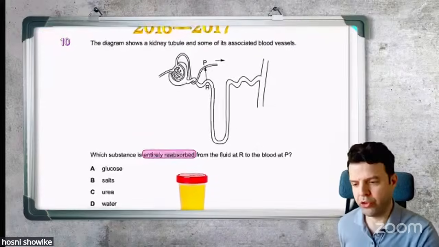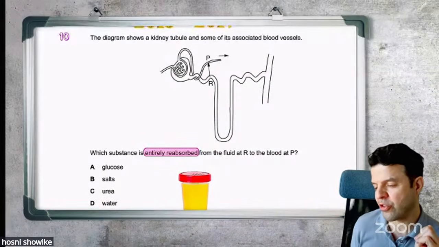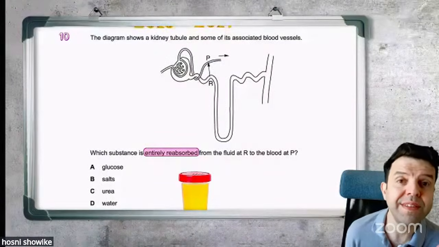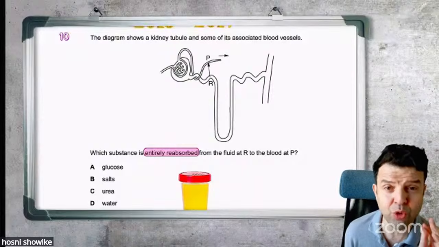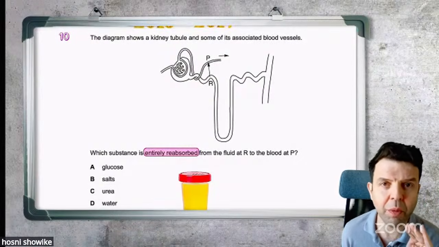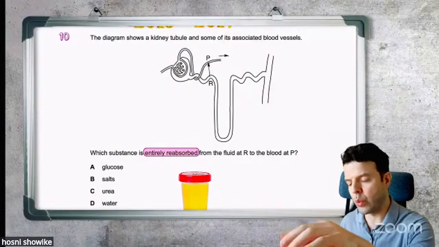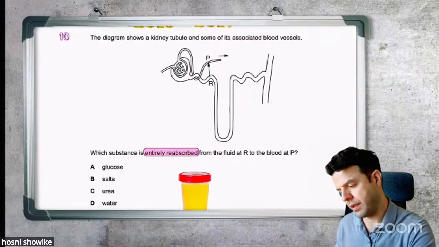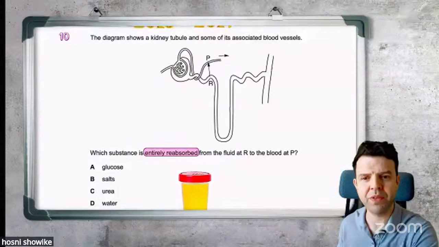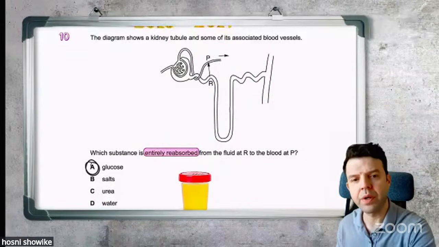This one should be not as challenging. Which substance is entirely absorbed? Meaning, which substance is not allowed to be in urine? That's what they meant. Which substance cannot end up in the urine? So, what am I going to pick? That's pretty simple, right? I'm going to pick this one, okay?